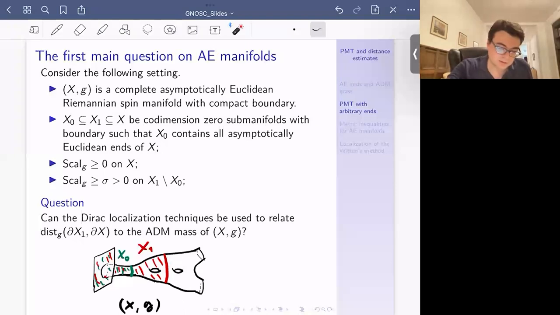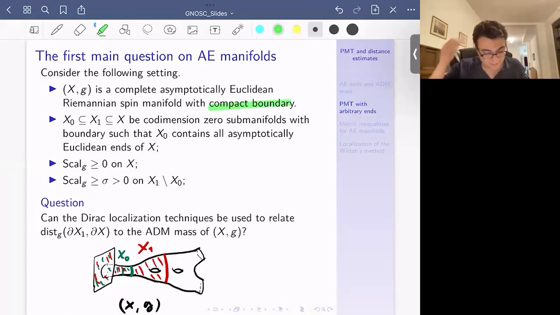So the setting is that you take, and now I want to work on an asymptotically Euclidean Riemannian spin manifold with compact boundary, and then I assume that I have, so this is exactly the picture that I drew here, codimension zero submanifolds again with compact boundary with the property that X0 contains all asymptotically Euclidean ends. Of course, in this picture there is only one.